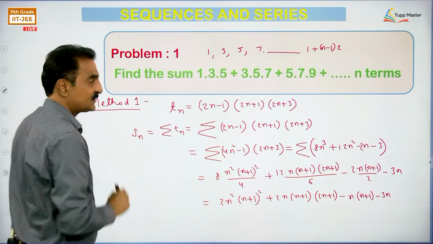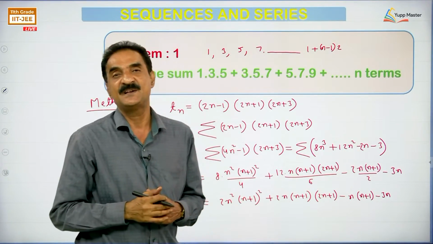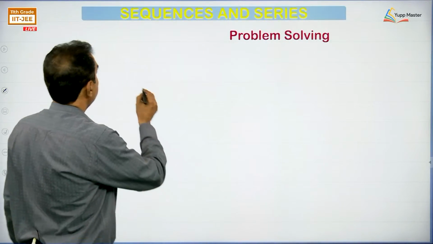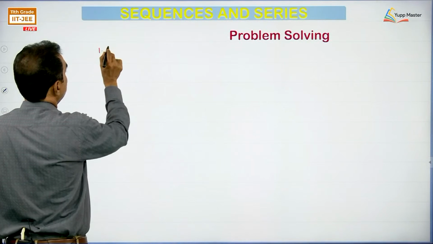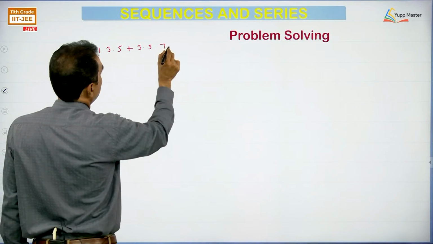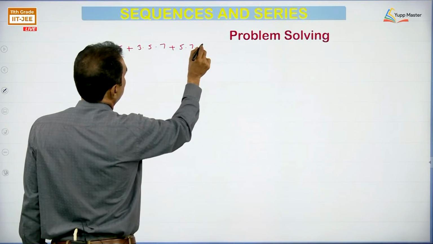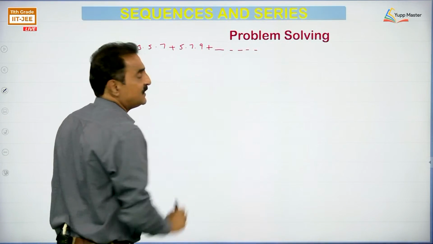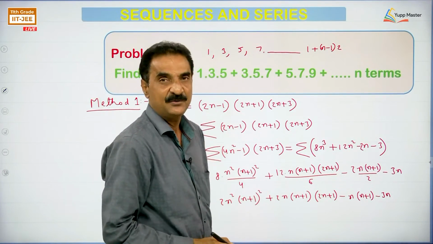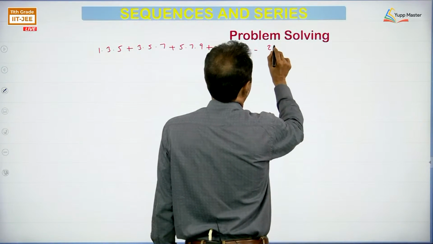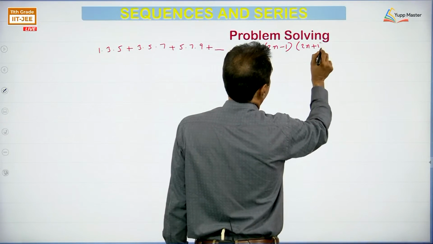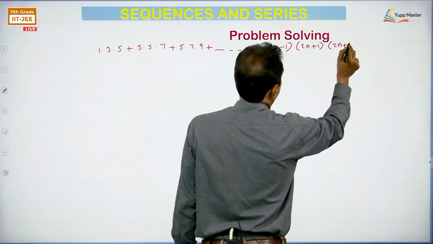We have another method also. We can find the sum of the series by using a telescoping series. Let us again take the same question: 1 into 3 into 5 plus 3 into 5 into 7 plus 5 into 7 into 9 and so on. What is the nth term? We got 2n minus 1 into 2n plus 1 into 2n plus 3. Alright.